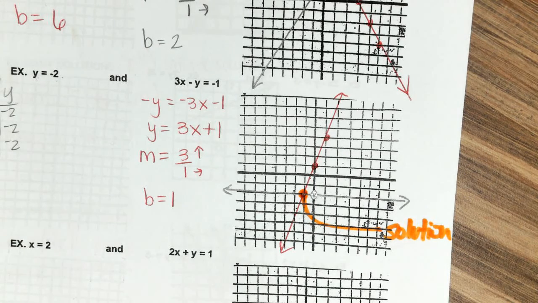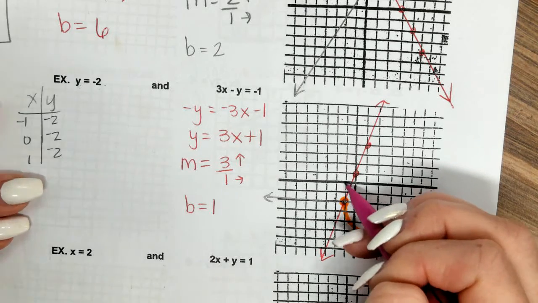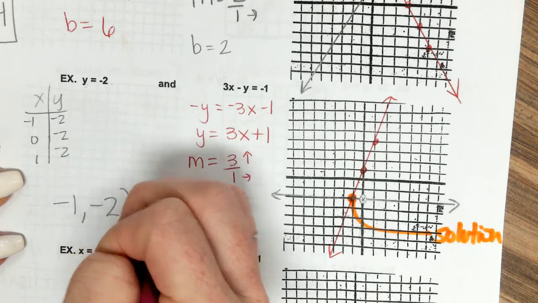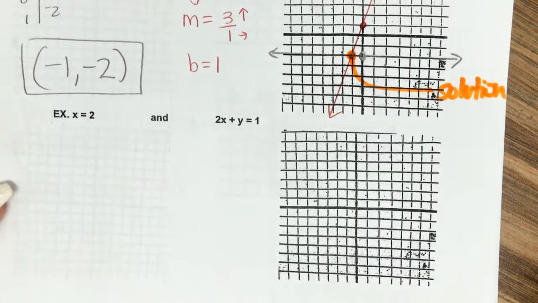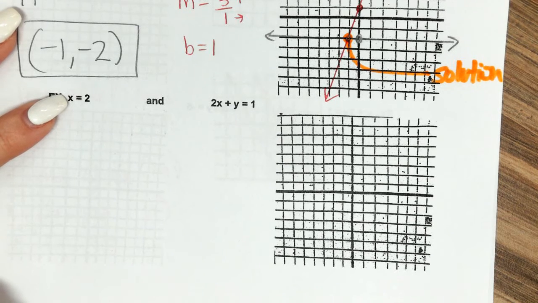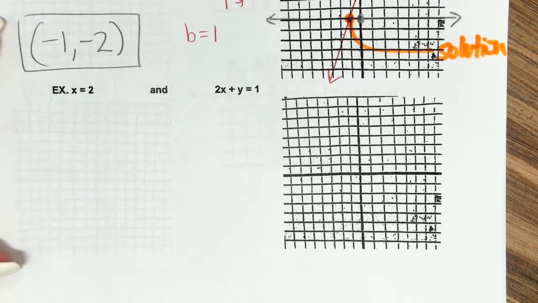So what is the coordinate of this dot right here? -1, -2. Can I check that in my calculator? Yes. Do you want to try the next one on your own? All right, go. Remember when it says x equals 2, go to the x-axis, put a dot there, and the line will pass through the x-axis.